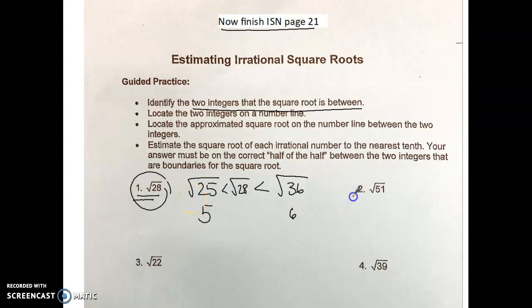Try the rest of these on your own. What two perfect squares is 51 going to lie between? And then decide which one it is closer to. Is it going to be closer to your 5, or closer to your 6? That's your homework for today, but you need to finish up page 21.